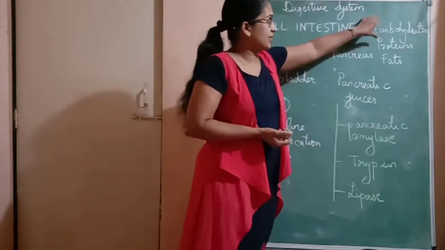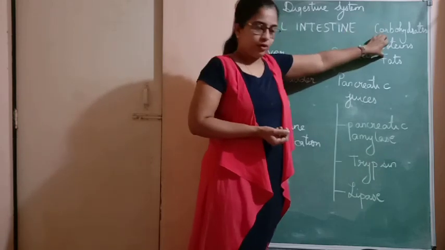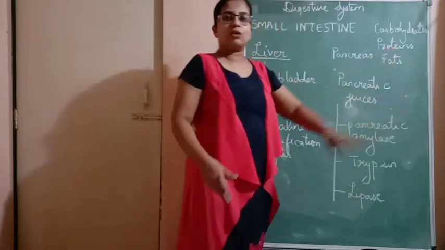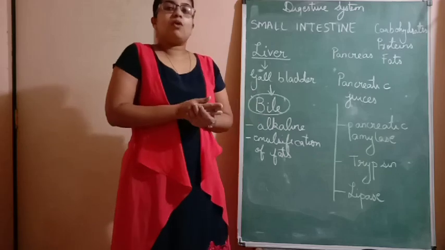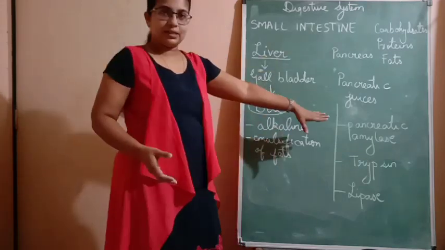Pancreatic amylase takes care of carbohydrates. The trypsin takes care of proteins. It breaks down the proteins. And lipase, it breaks down the fat molecules. Now let us understand what happens in the small intestine. So I hope this part is clear.